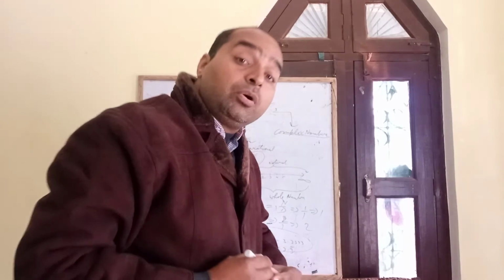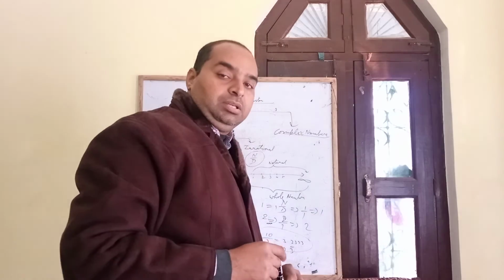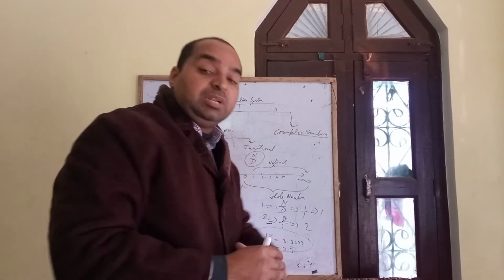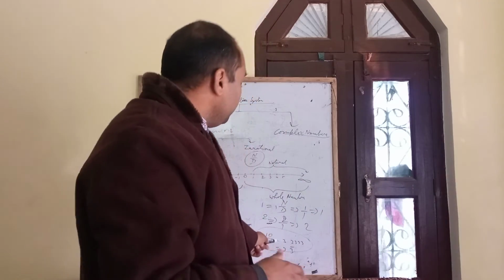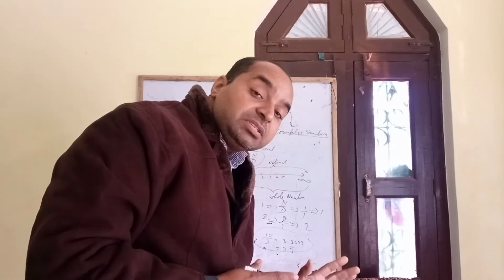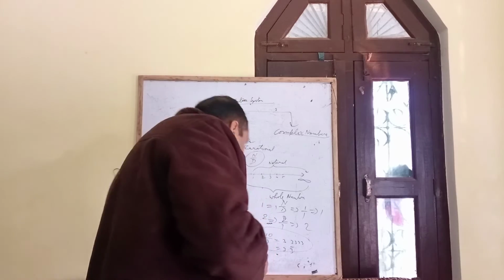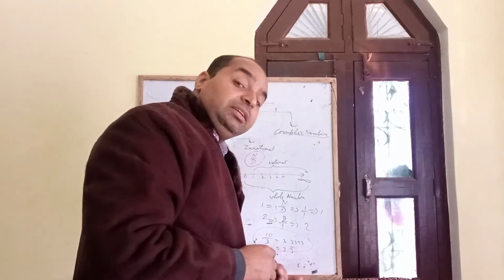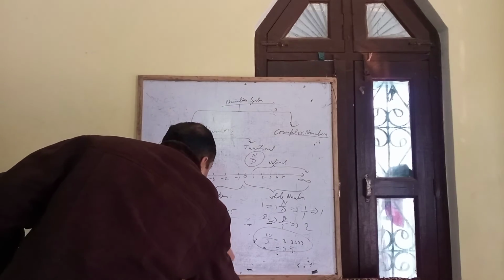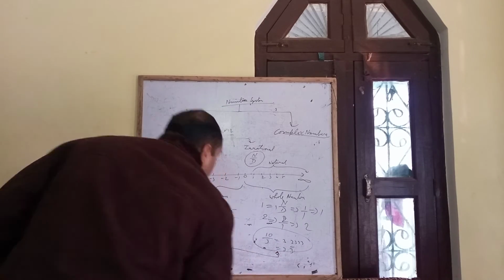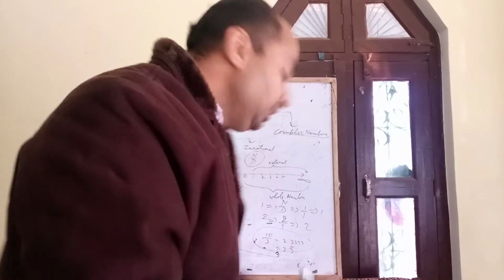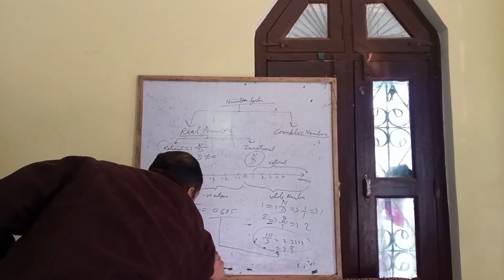But what kind of non-terminating decimal numbers? Repeating. The same part of the number repeats several times. So these types of numbers are called non-terminating repeating decimal numbers. Both types of decimal numbers, either terminating or non-terminating repeating, come in the category of rational numbers.